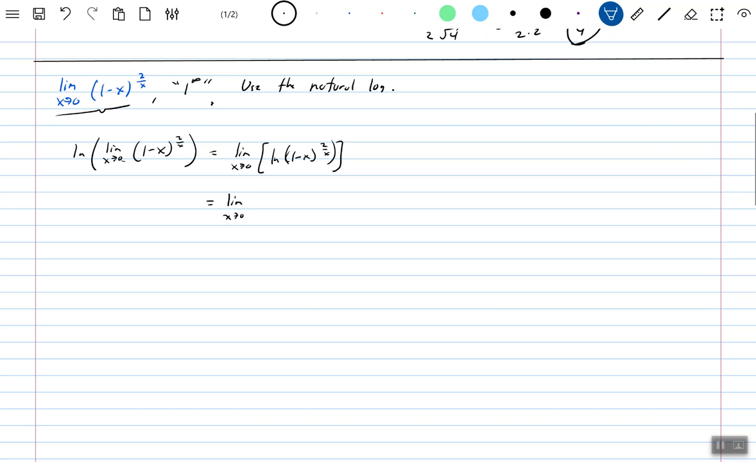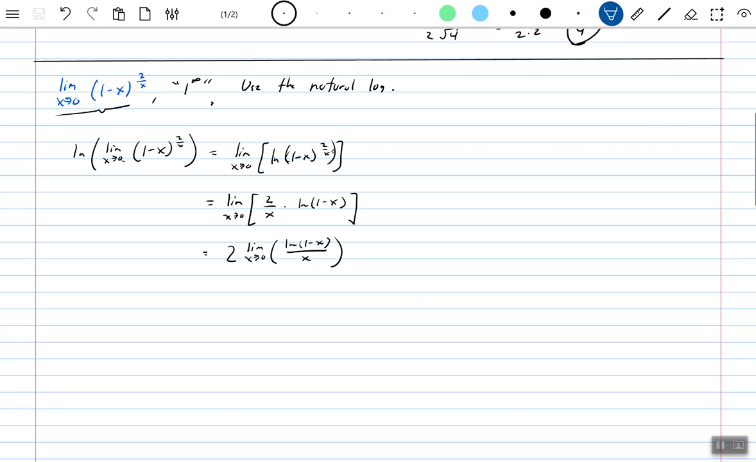So this becomes the limit as x goes to 0 of 2 over x times the natural log of 1 minus x, which is just equal to 2, because I like pulling my limits out in front, the limit as x goes to 0 of the natural log of 1 minus x over x. So all we did was change the problem. We're calculating the natural log alternative to our problem, pass the natural log inside the limit, and use the natural log to pull down this exponent out in front, and then we pull the constant out in front.